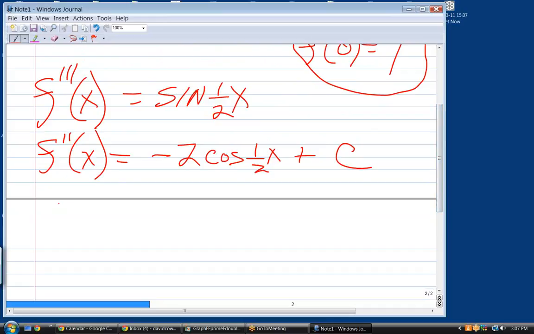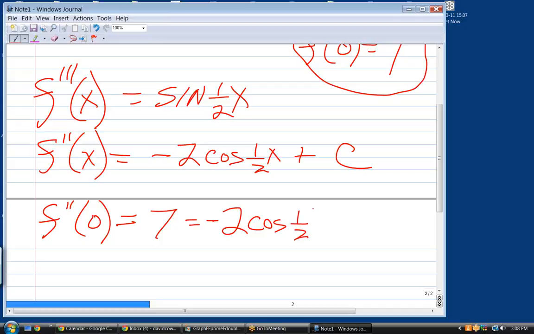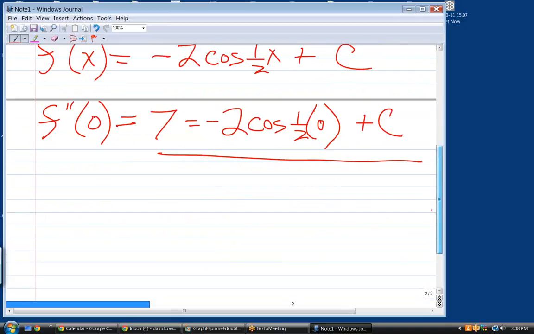Okay. So they've said f double prime of 0 equals, what was it, 7? 7, yeah. Well, that means 7 has to equal minus 2 cosine of 1/2 times 0. That's what they're saying, when x is 0. 7 is equal to that. Okay? So that's going to allow me to solve for c.